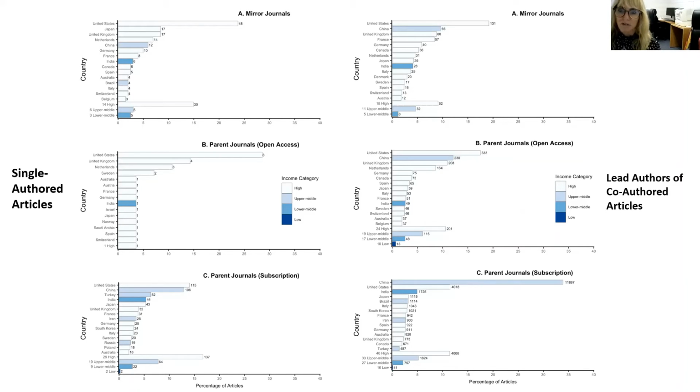In OA articles, and then low income countries, we barely had any articles where lead authors were from low income countries in both parent journals and mirror journals.